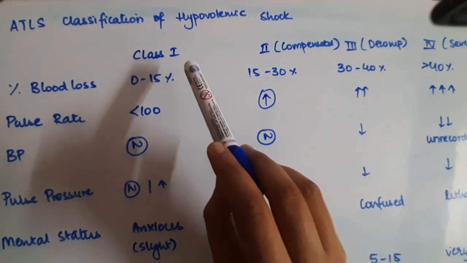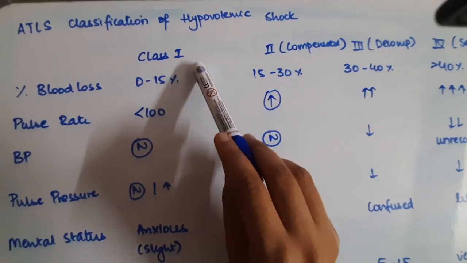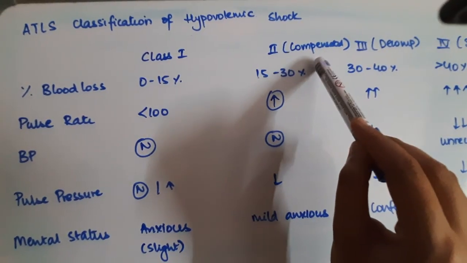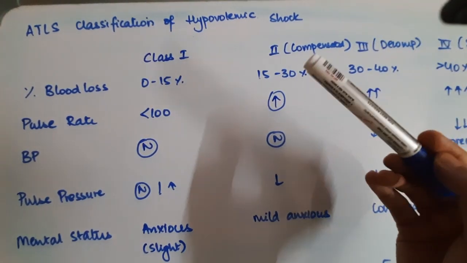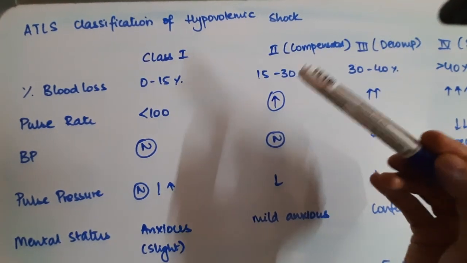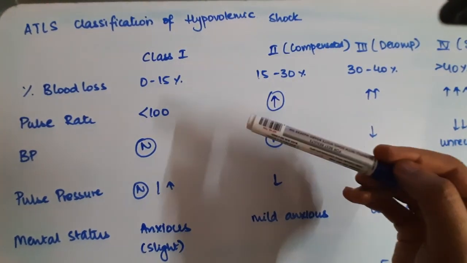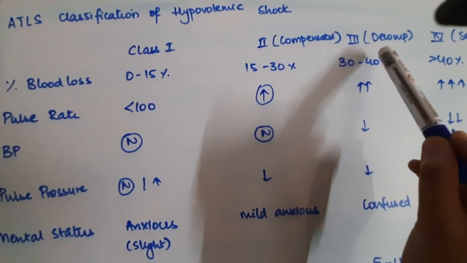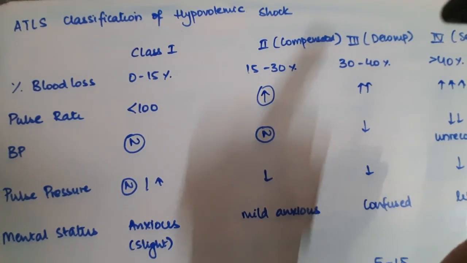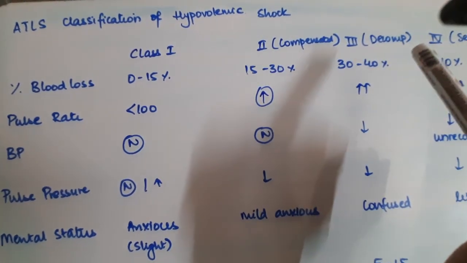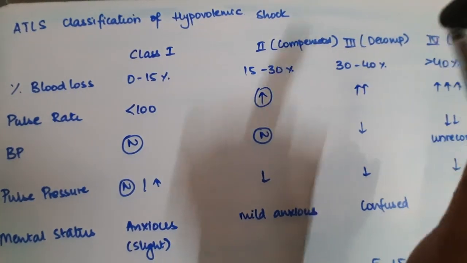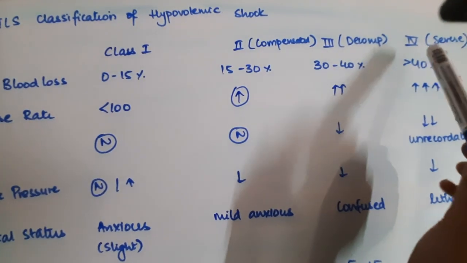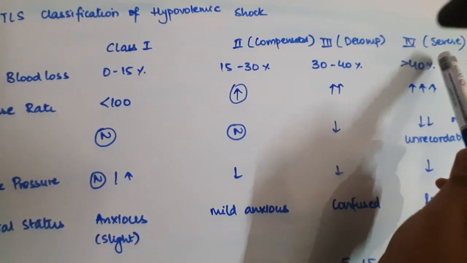and 4. Class 1 is mild, class 2 is compensated because the body's mechanisms try to compensate for the blood lost. But in class 3, the body is no longer able to keep up with the amount of fluid lost, and so it is called decompensated shock. Eventually, class 4 is severe grade of shock.